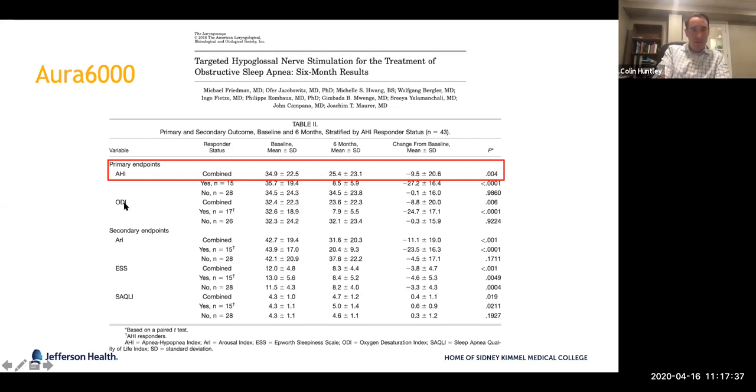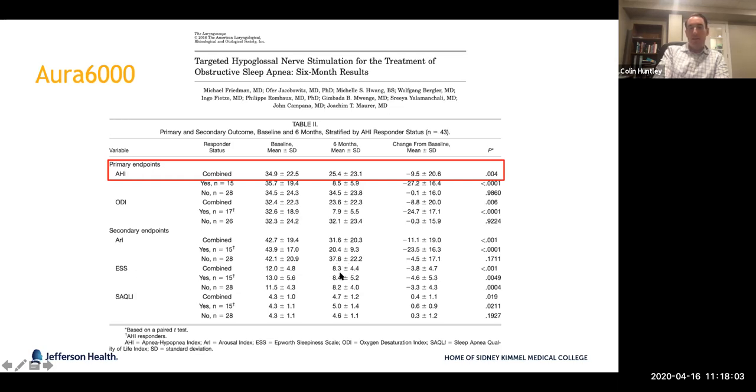And then you see ODI, oxygen desaturation index, and then some of the secondary endpoints or quality of life scores. ESS we'll see a lot throughout the course of the talk. This is Epworth Sleepiness Score. It's an objective assessment of daytime fatigue, and you do see significant improvement in the Epworth Sleepiness Score of the whole cohort here.